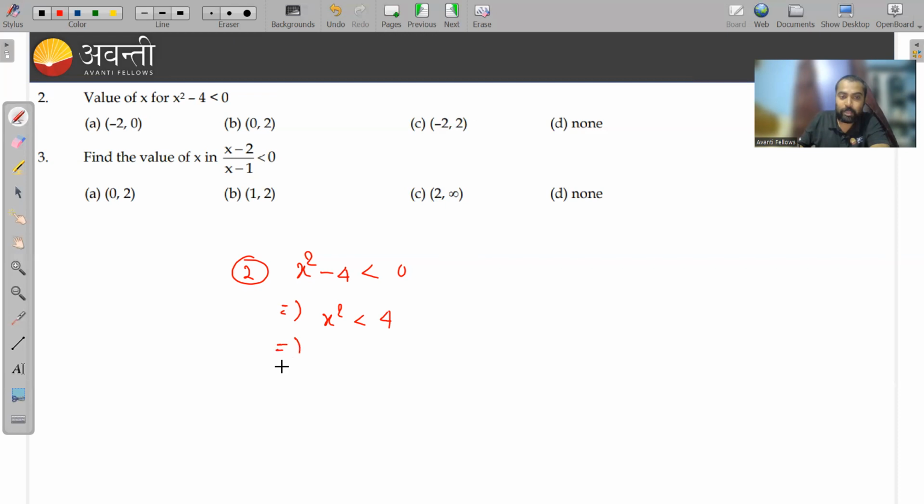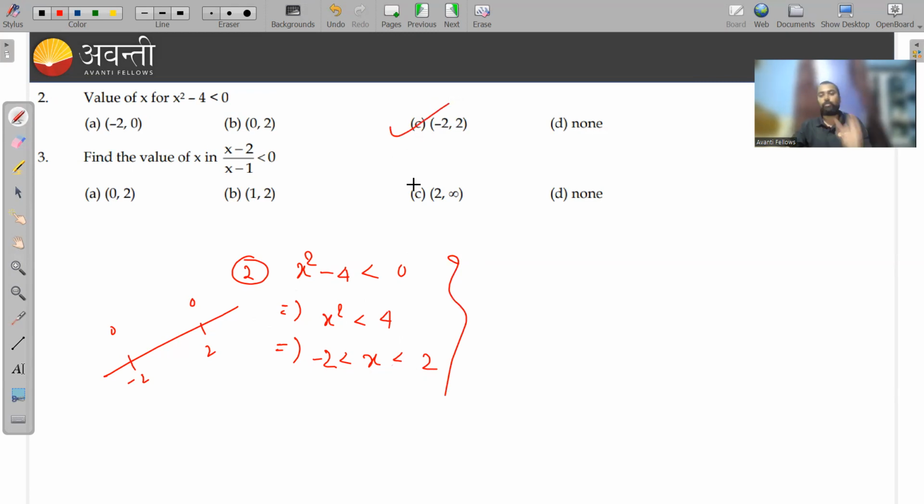It's very simple, right? It will be x greater than or equal to minus 2, less than or equal to 2. You can understand this from the number line also. All the numbers lying between minus 2 to 2, their square will give you a number less than 4, right? Excluding minus 2 and 2. Clear, everyone? I hope this is clear to all. Okay, it's a very simple question and the answer is minus 2 to 2 open interval, right? Come to the third question.